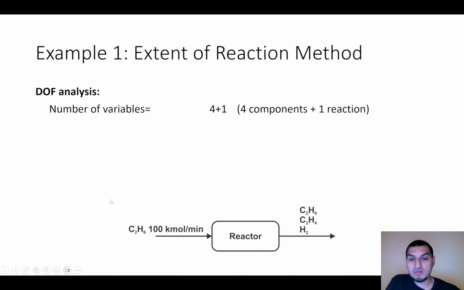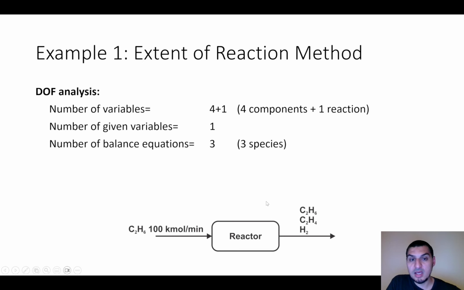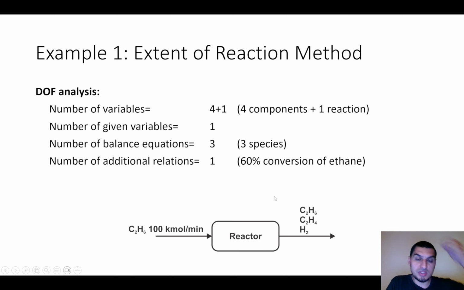The number of given variables is 1, which is the flow rate of the feed stream. The number of equations is equal to the number of components, or number of species that we have in this system. So we have C2H6, C2H4, and hydrogen. So we have 3 balance equations that we can write. And for the additional relations, we have the same conversion relation that we had in the previous case, and then the degrees of freedom is 0.